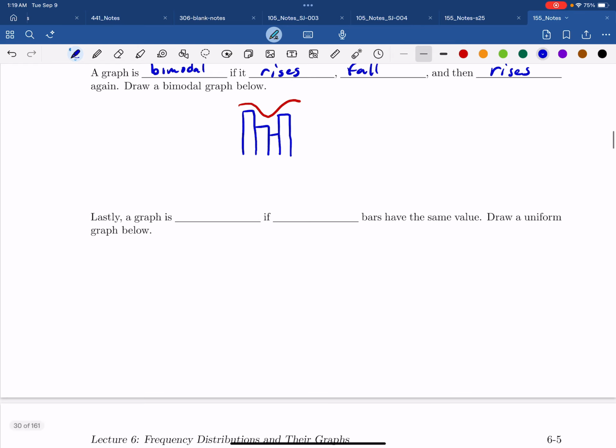And lastly, a graph is uniform if all bars have exactly the same value. That's pretty boring. You don't see this too often. Not the most exciting thing to examine because everything's the same. But it happens sometimes.